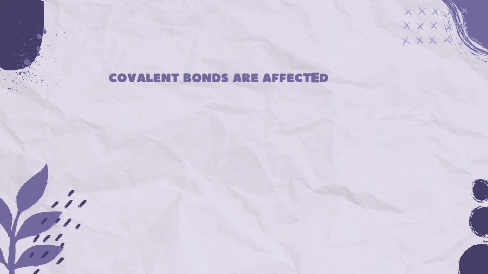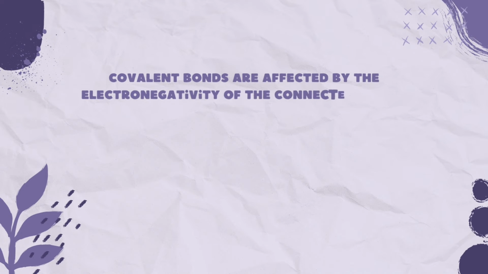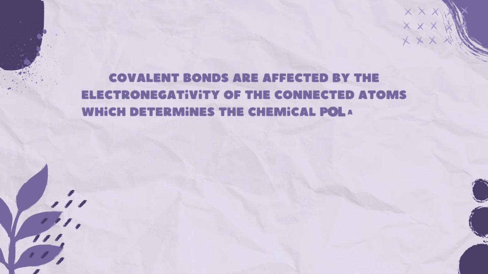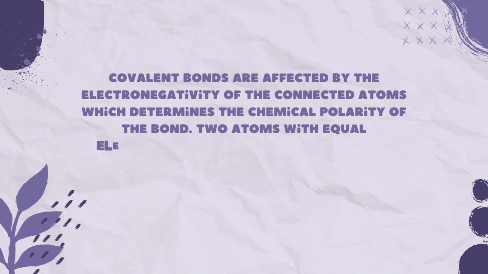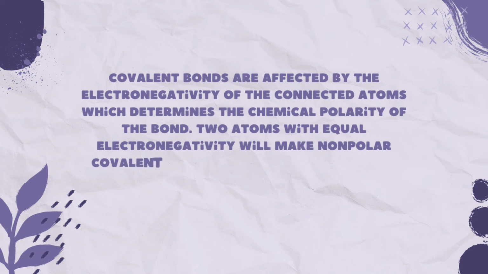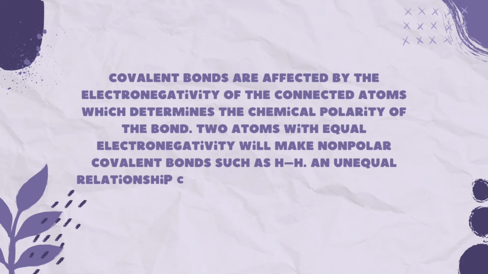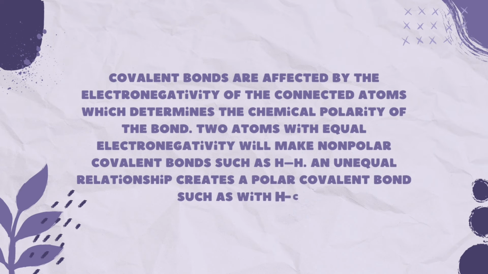Covalent bonds are affected by the electronegativity of the connected atoms, which determines the chemical polarity of the bond. Two atoms with equal electronegativity will make nonpolar covalent bonds such as H-H. Unequal relationship creates a polar covalent bond such as with HCl.